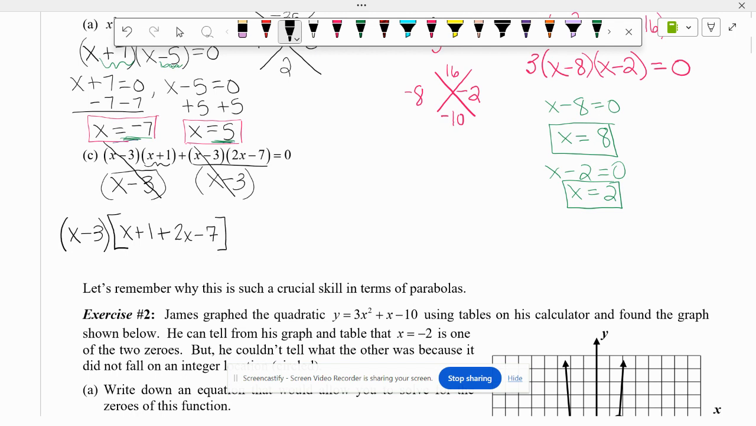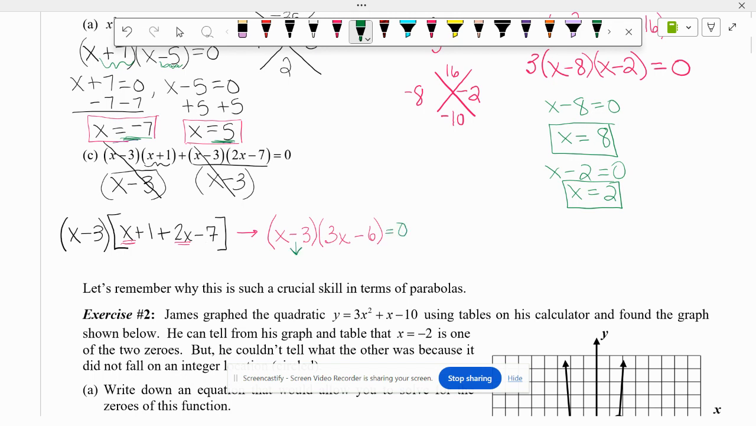Now, because all of the terms are being added, I don't have to group them in any parentheses. So let's see. I'm going to combine some like terms. X plus 2x. Let's see what that gives me. So I'm going to start with my x minus 3 times the quantity. X plus 2x is 3x. And 1 plus a negative 7 is a negative 6. And I'm going to set each one of my factors equal to 0.